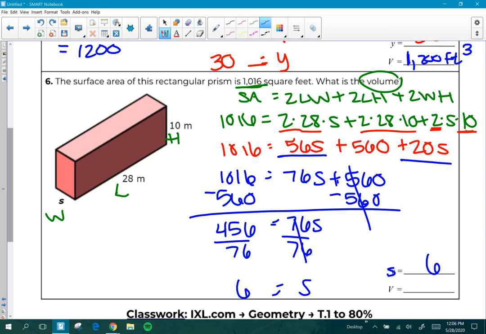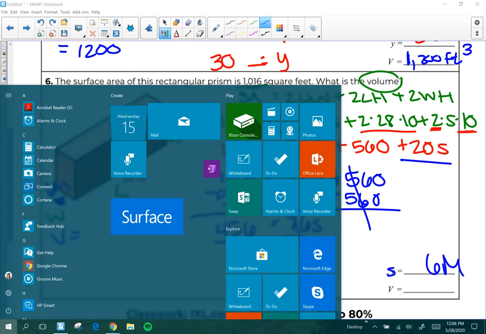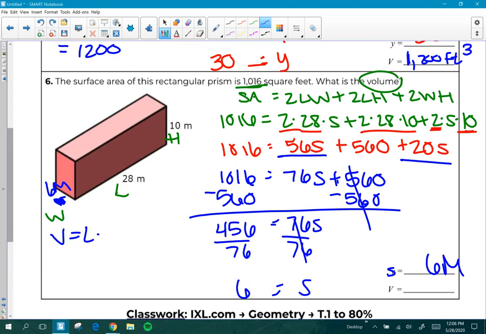That's the hard part. Almost done. So this is 6 meters. Let's be more specific. Now I need to find the volume. Well, I find volume by doing length times width times height.